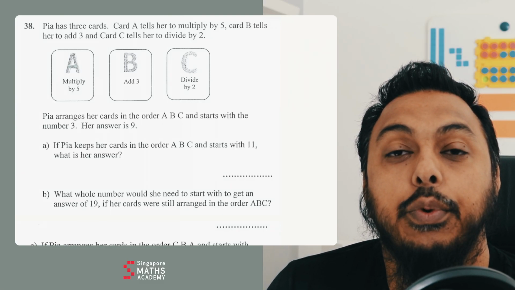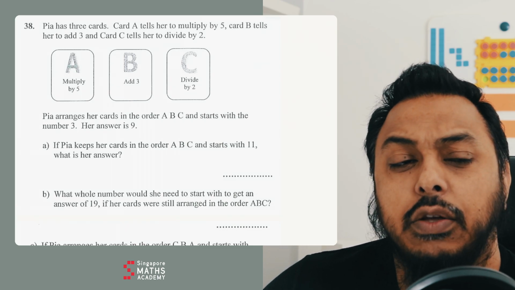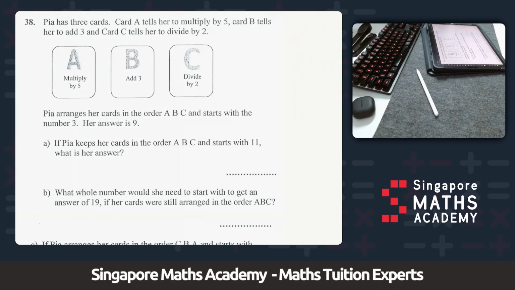Today we're going to go through a Godolphin and Latymer school question, which starts off as a not too challenging question, but then we go into more challenging questions afterwards. So it says here, Pia has three cards. Card A tells her to multiply by 5. Card B tells her to add 3, and card C tells her to divide by 2. Pia arranges her cards in order ABC and starts with the number 3.